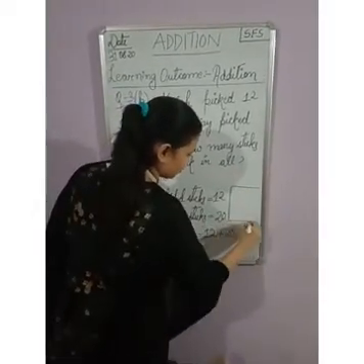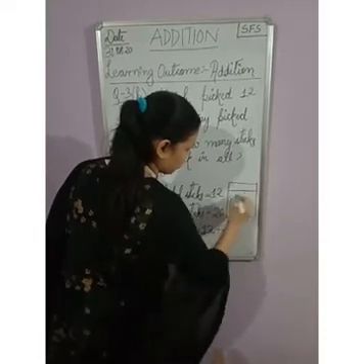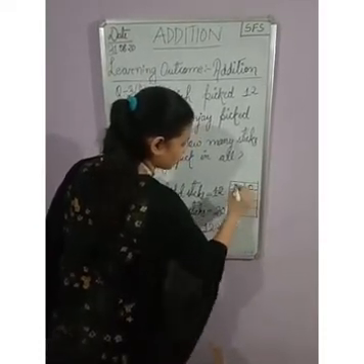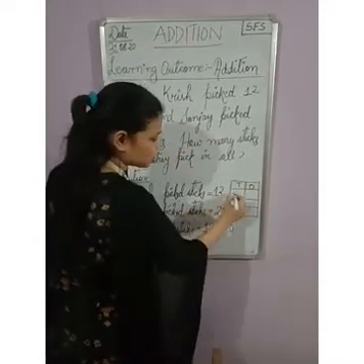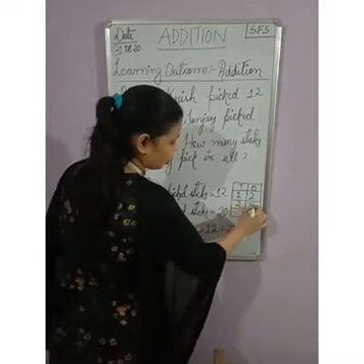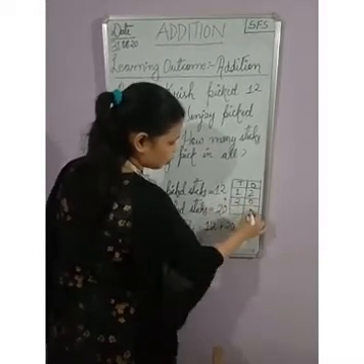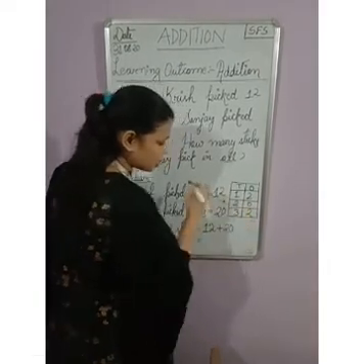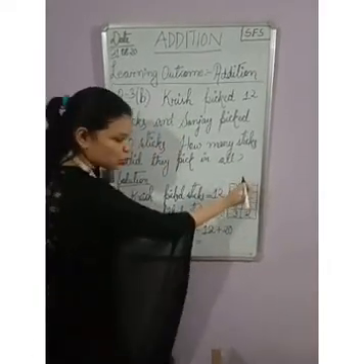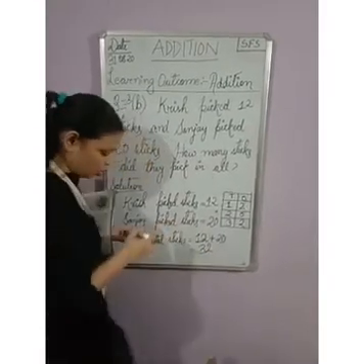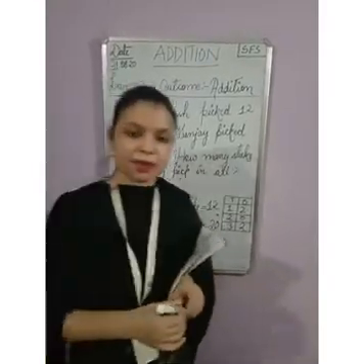Okay. So this is the place value chart. Ones and tens. What is the first number? 12. What is the second number? 20. What is the sign? Plus. So 2 will come here. 2 plus 0, 2. 2 plus 1, 3. It's a 2-digit number. So the place values are ones and tens. So the answer is 32. Okay. So total number of sticks picked is 32.